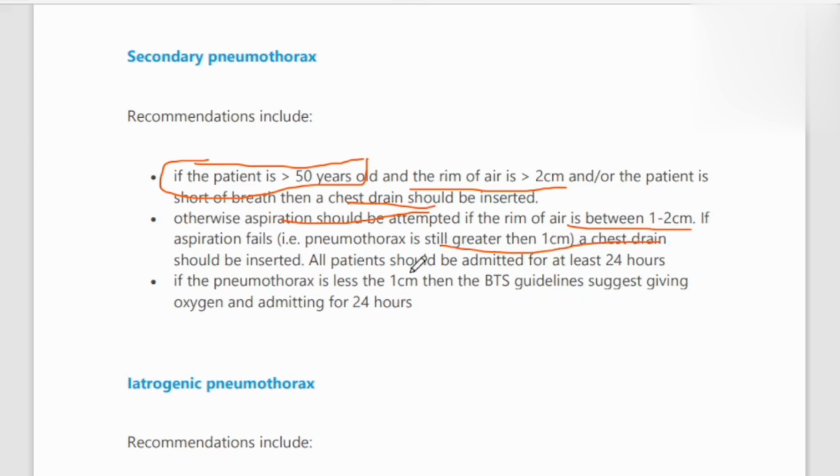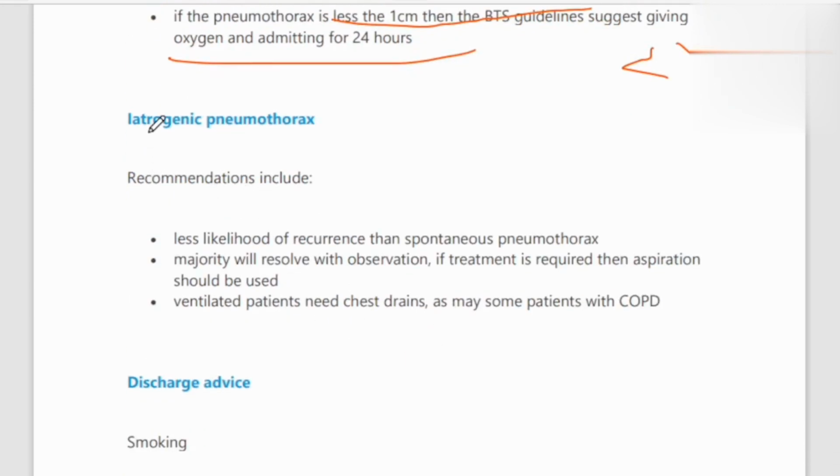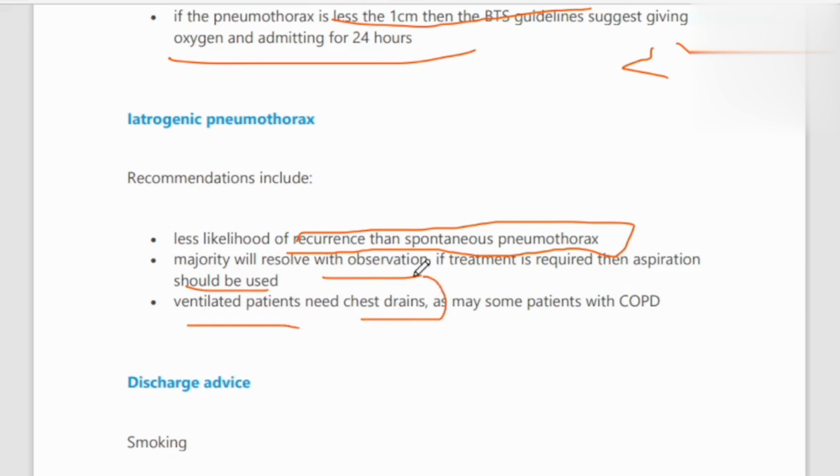Always ask the age, it is important. If more than 50 years and there is a rim of more than 2 centimeters, put in the chest tube. Otherwise aspiration should be attempted. If it fails, or if between 1 to 2 centimeters and aspiration fails, again put in the chest tube. And if it is less than 1 centimeter, then admit the patient to the hospital and give oxygen.